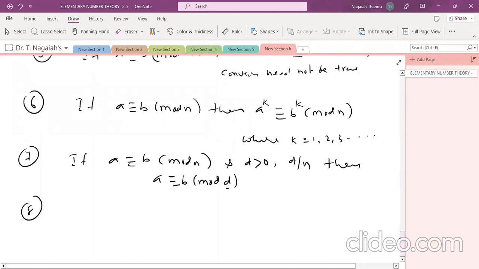This is the eighth property. It is the most important property. These properties, A power k, B power k, and A into B is equal to AC, are important. Next one is the most important property: if AX is congruent to AY, taking AX congruent to AY modulo n.